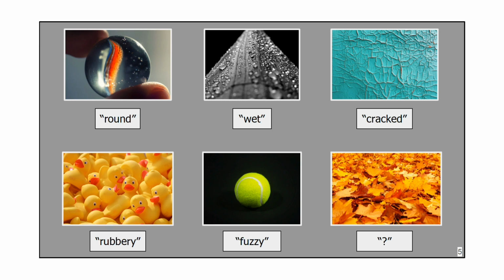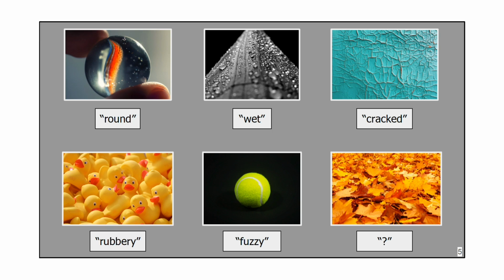When you look at the first, second, and third images, the marble, the droplets, and the wall, you can predict what each surface might feel like. The surface of the marble will feel round. The surface of the droplets will feel wet. The surface of the wall will feel cracked.